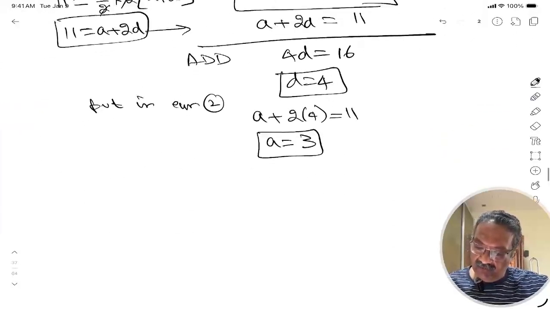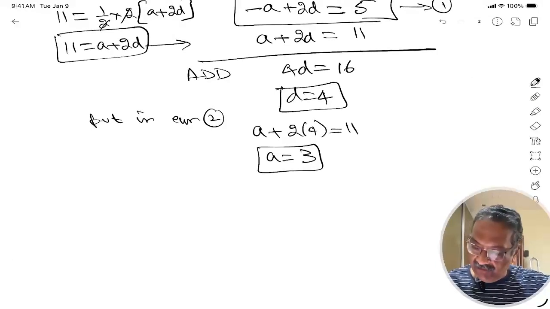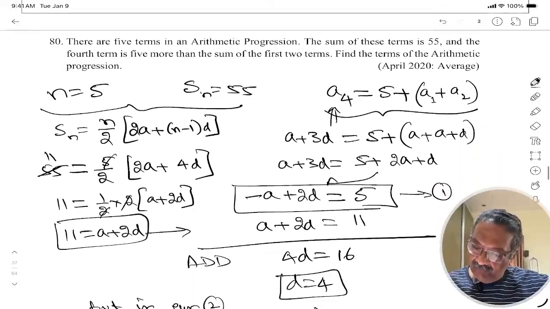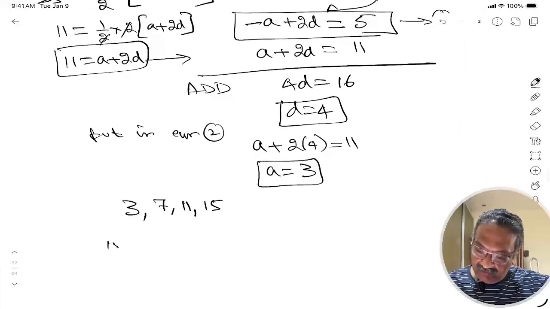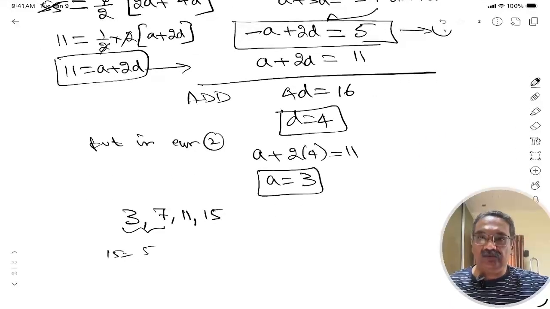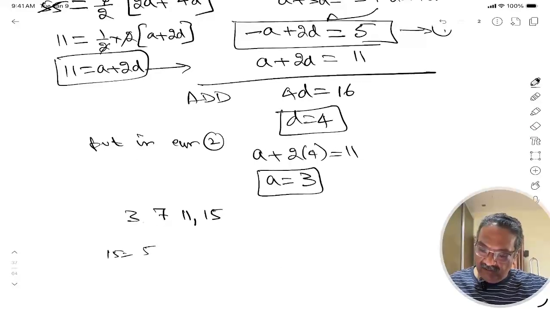So once we get a and d, we can find the terms. a is 3, so the next term will be 3 plus 4 is 7, plus 4 is 11, plus 4 is 15. Let us check if it is true. What is the fourth term? The fourth term 15 is 5 more than the sum of the first two. So it matches. Okay, so the answer is correct.